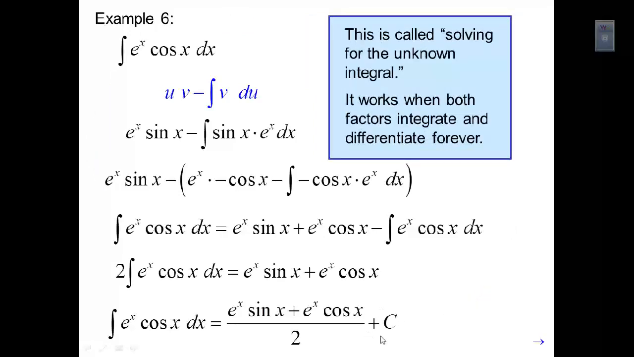Whoop, I did forget my plus c. Sorry about that. But yeah, you need to go back and put the plus c.